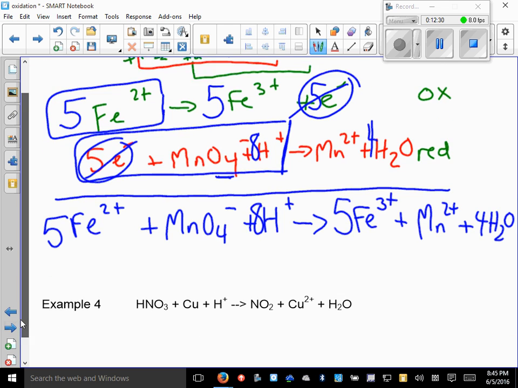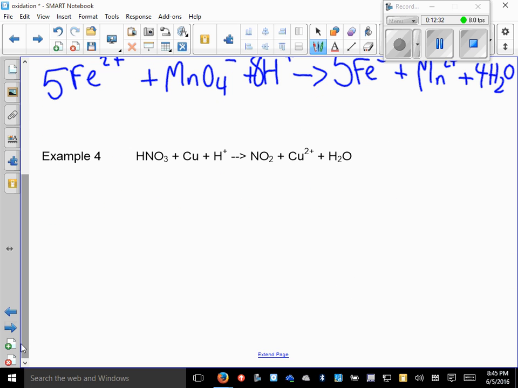Okay, one more example to try. HNO3 plus Cu plus H+ goes to NO2, Cu2+, H2O. Okay, things that are by themselves have an oxidation number of 0. That's probably what I'm going to do first. This would have a charge of +2. This would be +1 because they're ions.